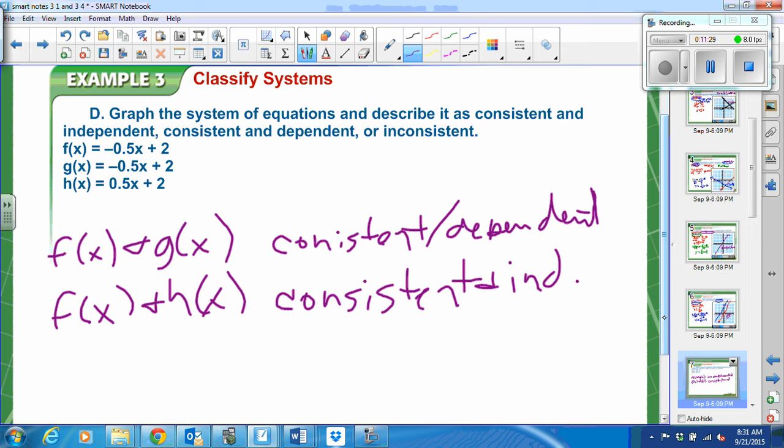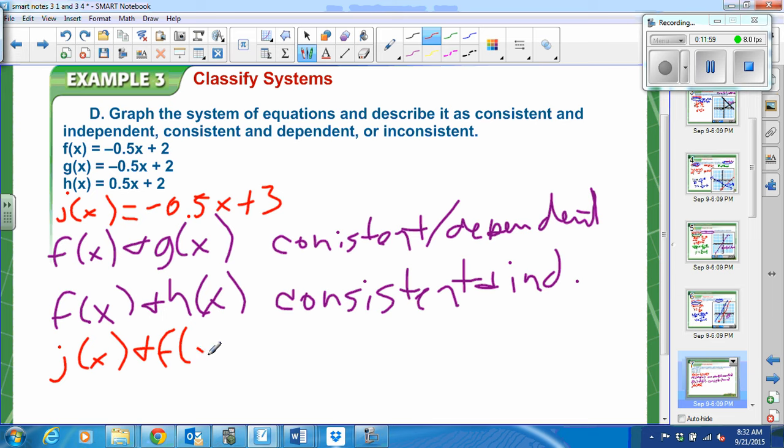And what we don't have here is one that would be inconsistent. And so what I'd like to do is make up another function, and I'm going to call it j(x). And I want to come up with a j(x) so that if I combine it with one of these other lines, I have an inconsistent system. And I'm going to look at j(x) and f(x). So to have an inconsistent system, I need to have the same slope and a different y-intercept. So now I can say that j(x) and f(x) are inconsistent because they have the same slope and different y-intercepts, so they will never intersect.